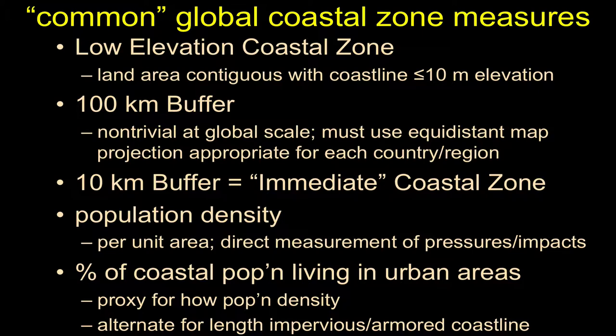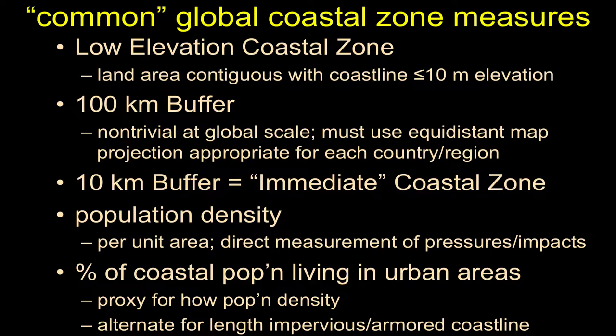The example of this would be folks in deltas, river deltas, farming on the Oxnard Plain, people particularly vulnerable to hurricanes, things like that. So low elevation coastal zone measures are increasingly popular. You'll see a lot of this in the climate change literature, in the coastal adaptation literature. People talk about LECZs, so-called LECZs. That's one definition.